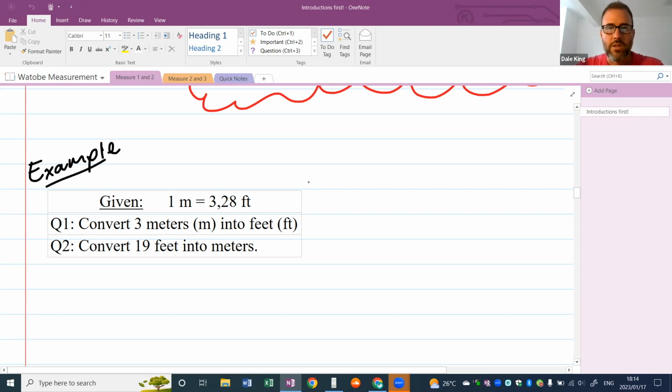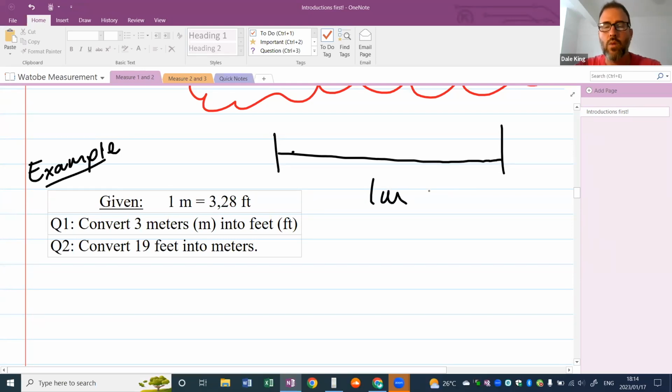Okay, so let's have a look at these two questions here. Let's see how we do them. We are given that 1 meter is equal to 3,28 feet. All right, now let's think about that in our minds. 1 meter, if we take a line that goes across and that is 1 meter. One of those meters gives me 3,28 feet.